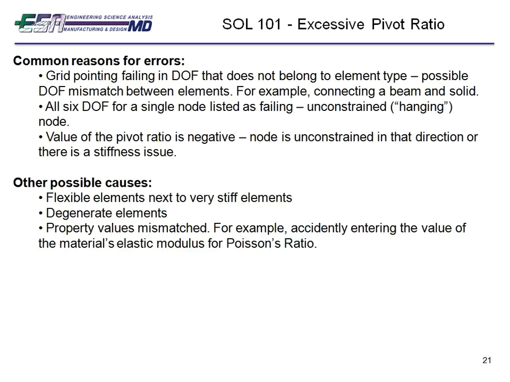If the value of the pivot ratio warning is negative, the node is unconstrained in that direction, or there's a stiffness issue. Some other possible causes are flexible elements next to very stiff elements or material properties, highly degenerate elements, or property values mismatched. For example, if you accidentally inputted the value for elastic modulus for Poisson's ratio.